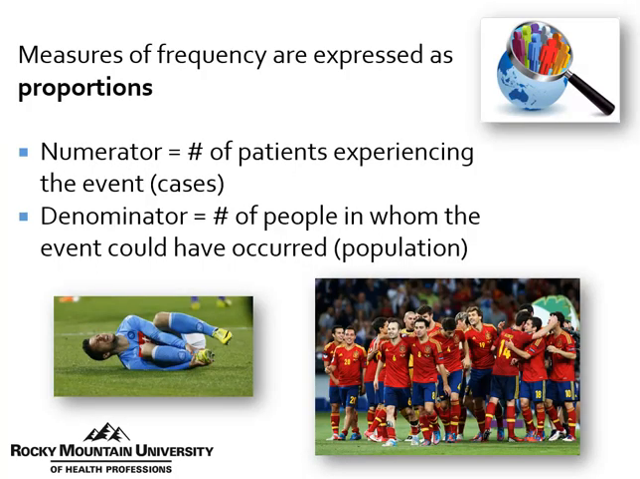Measures of frequency are expressed as proportions. So in the numerator, it's the number of patients experiencing the event or the number of cases. And the denominator is the number of people in whom the event could have occurred. So in other words, your population that you are monitoring.